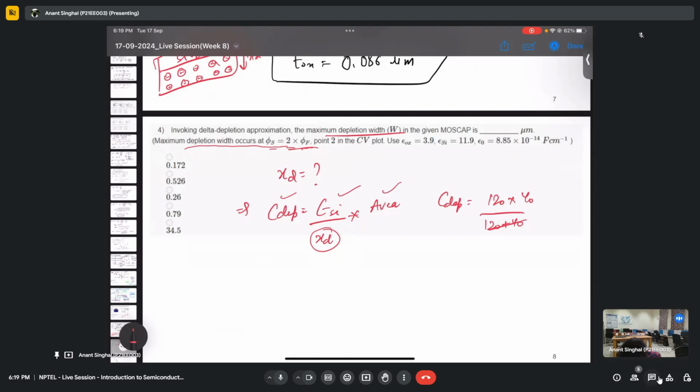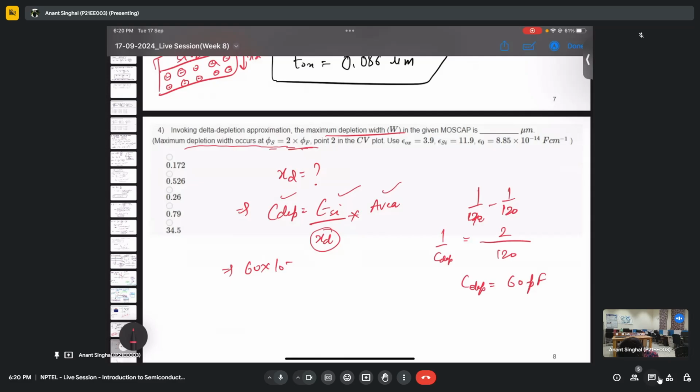Sorry, it will not be plus. I have given 1 by 40 minus 1 by 120, and this is 2. So C depletion is coming out to be 60 picofarad, 60 times 10 to the power minus 12.